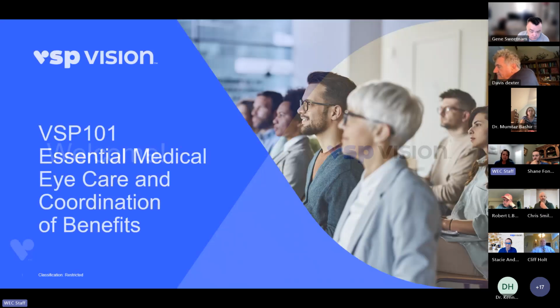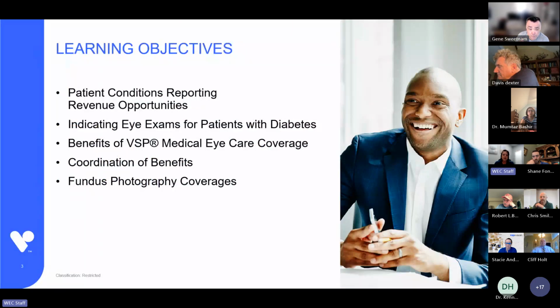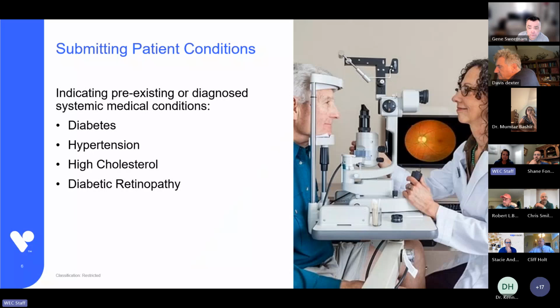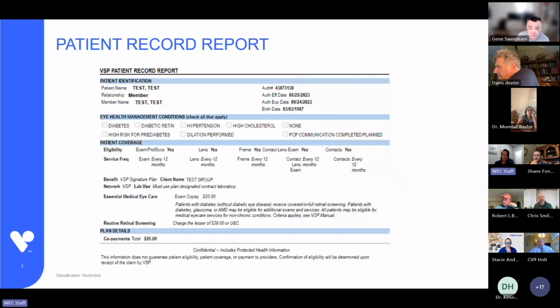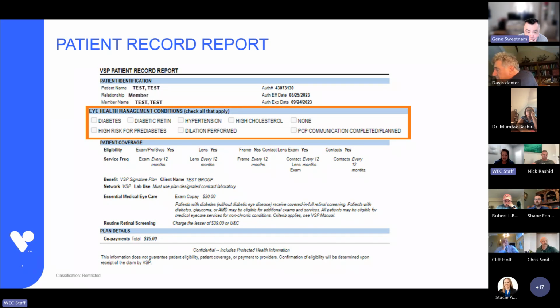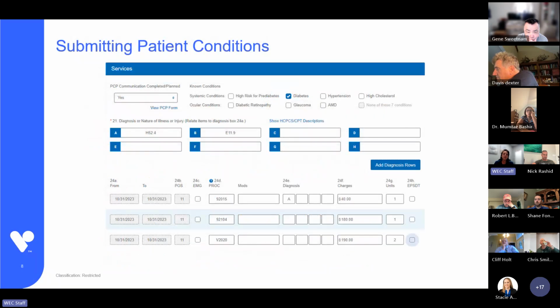In the beginning, I'm going to kind of fly through, because it touches on submitting patient conditions: diabetes, hypertension, high blood pressure. Just so you know, the patient record report gives you the opportunity to check that, if that's the way you want to track it in your practice. It really benefits you. It not only increases your reimbursement, but VSP actually does a recall program when you do this.